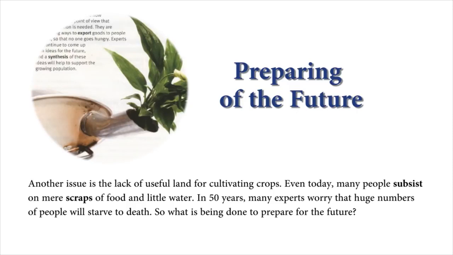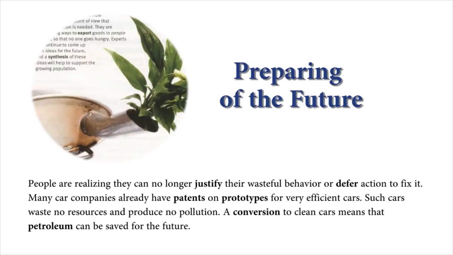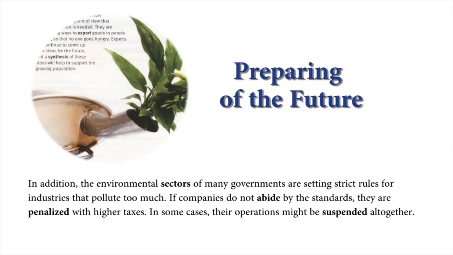So what is being done to prepare for the future? People are realizing they can no longer justify their wasteful behavior or defer action to fix it. Many car companies already have patents on prototypes for very efficient cars. Such cars waste no resources and produce no pollution. A conversion to clean cars means that petroleum can be saved for the future. In addition, the environmental sectors of many governments are setting strict rules for industries that pollute too much. If companies do not abide by the standards, they are penalized with higher taxes. In some cases, their operations might be suspended altogether.